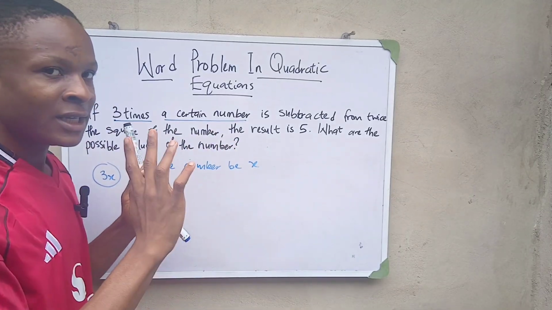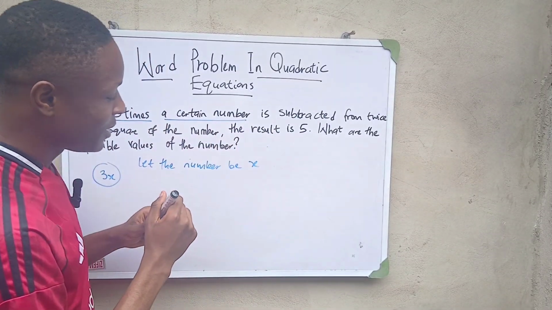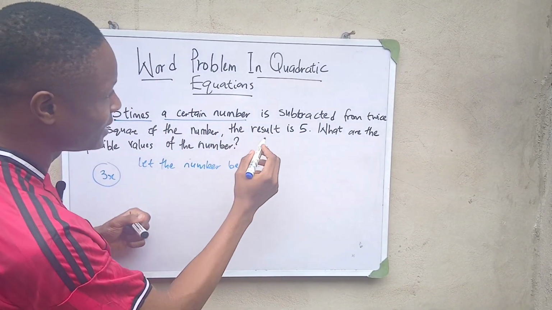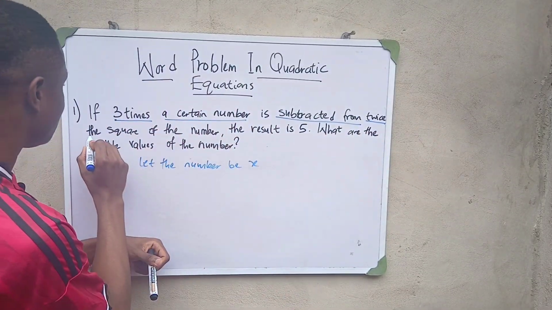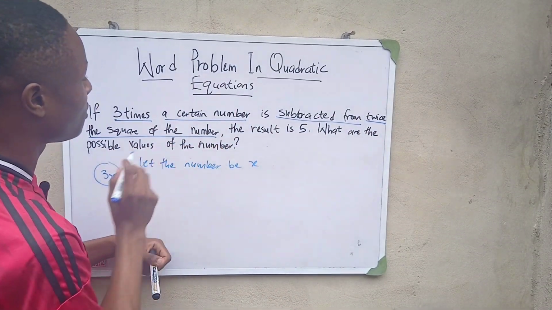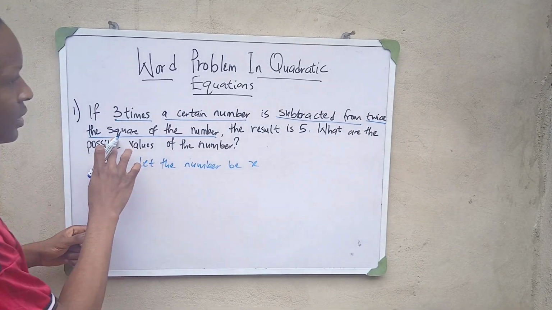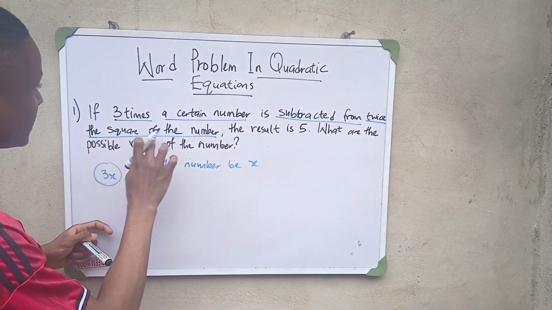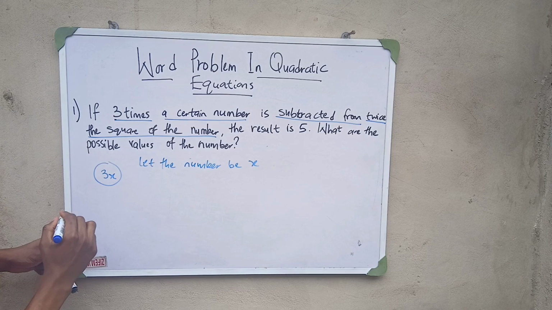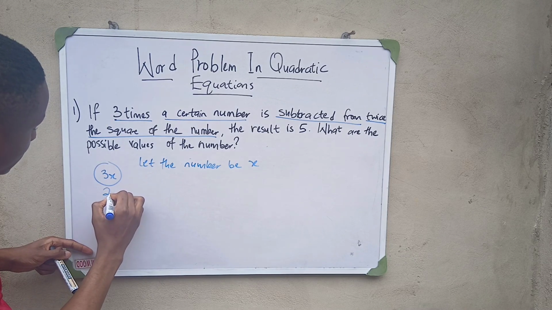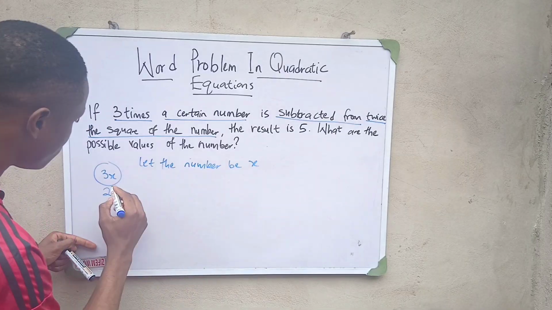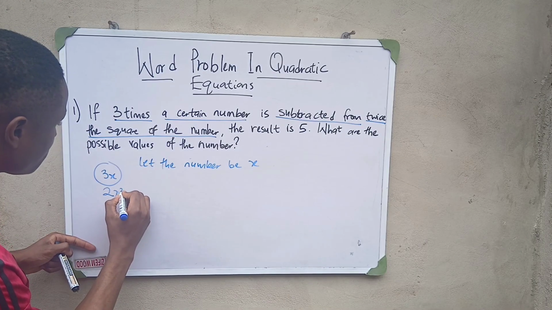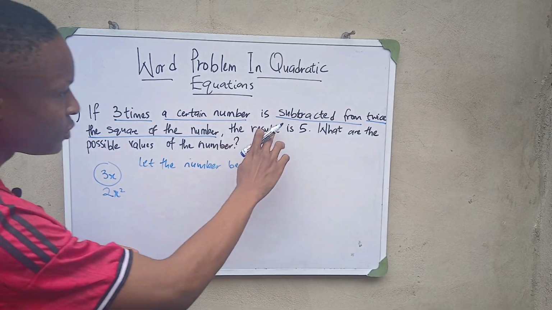Now it's hard to take all that in, so let's first start with this: from twice the square of the number. So we have twice the square of the number. Remember the number is x, so the square of the number is x square. So now let's go back to this.